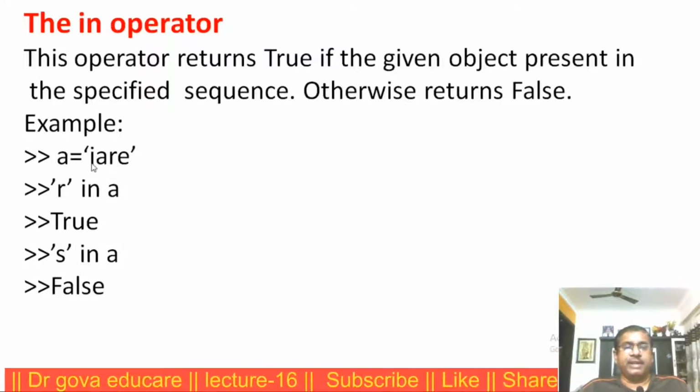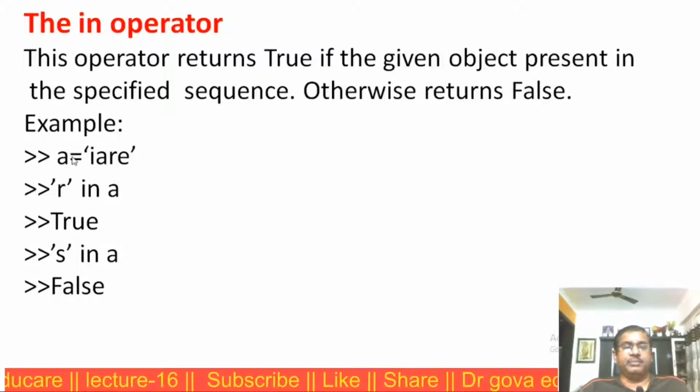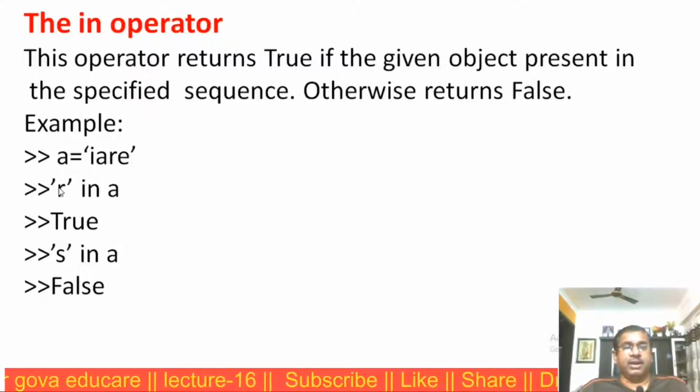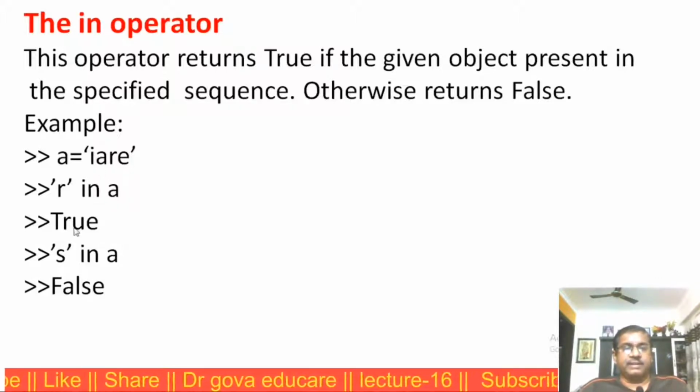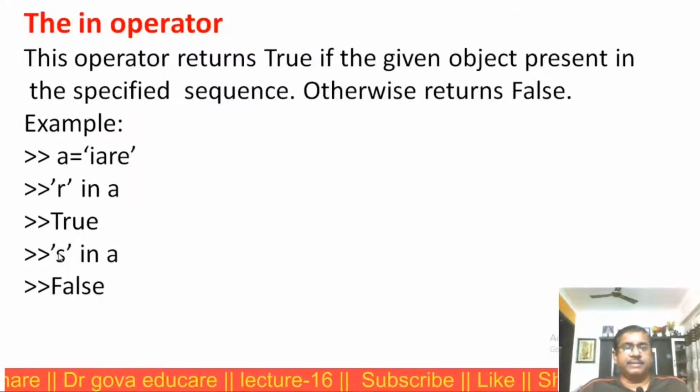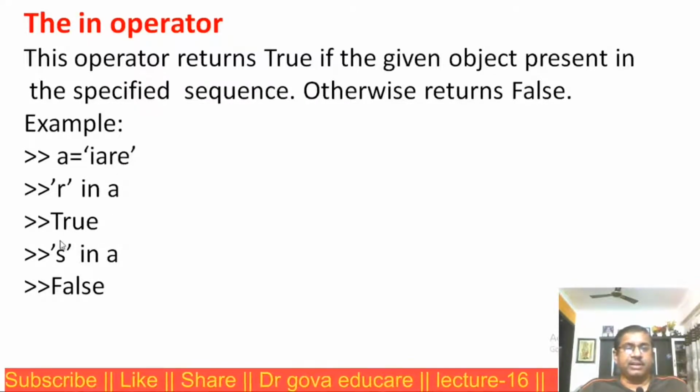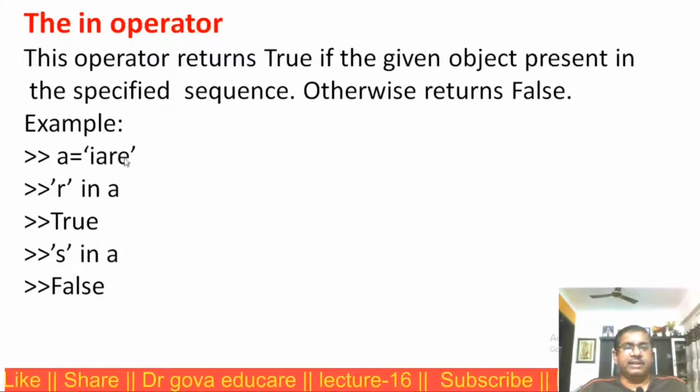I want to check whether "I" is present in the object or not. If "I" is present in the object, the result is true, otherwise the result is false. Say "R in A". Now the character R is present in the sequence, so the result is true. "S in A": I want to check whether the character S is in the sequence or not. Clearly S is not in the string, so the result is false.